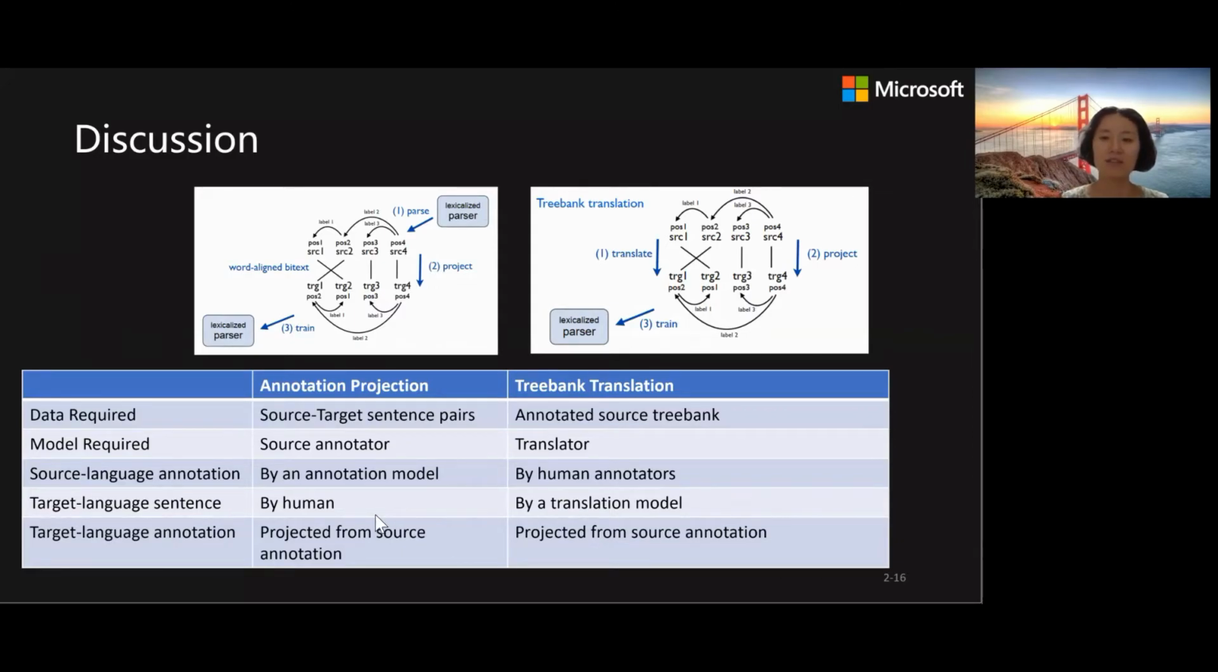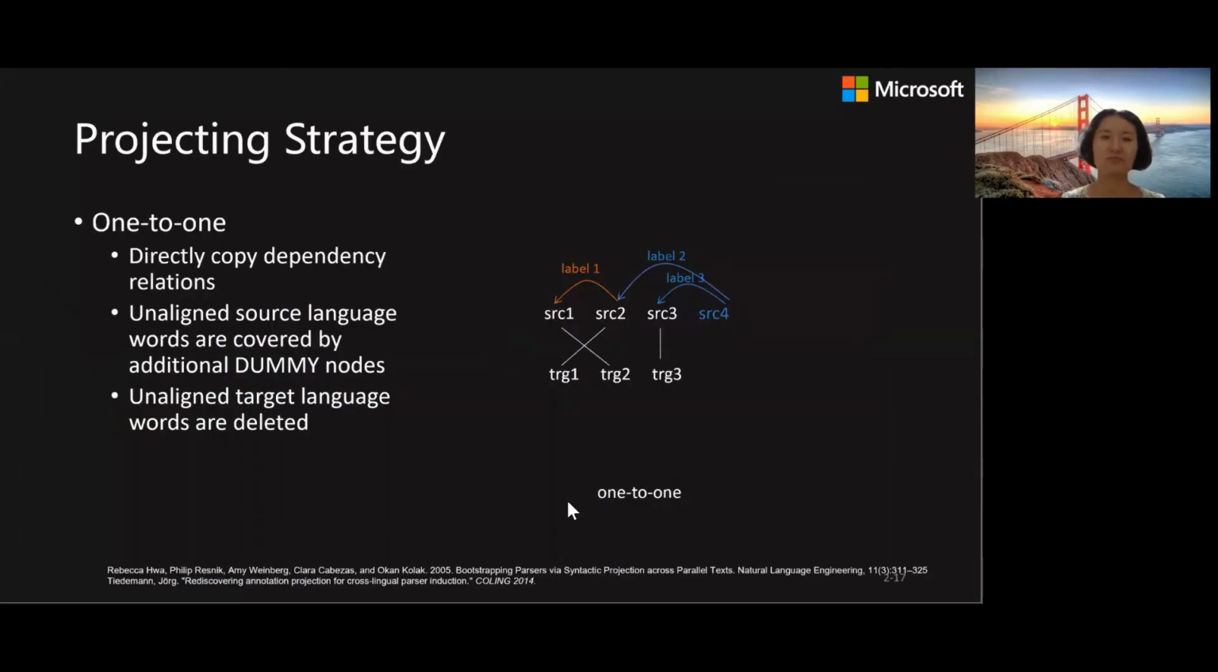However, after getting a parallel corpus and source annotation, both approaches require mapping the annotation from the source language to the target language. So let's look at the projection strategy. This is achieved with the help of word alignment between source and target languages. Here we describe a popular projecting strategy.